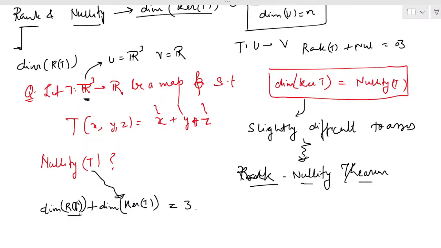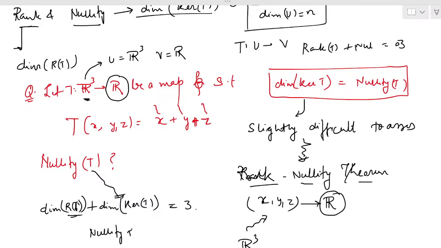And you remember what range is. After all, range is coming in R. It means that you are going to supply me the values of x, y, z, that is, input from R cube, and the output I will get in R. So the dimension of R is 1. So the nullity of T, which is the dimension of the kernel of T, equals 3 minus 1, that is simply 2. So this theorem will give you estimates of both of these things. Is that clear?